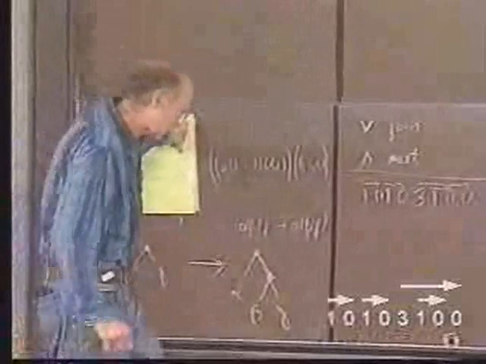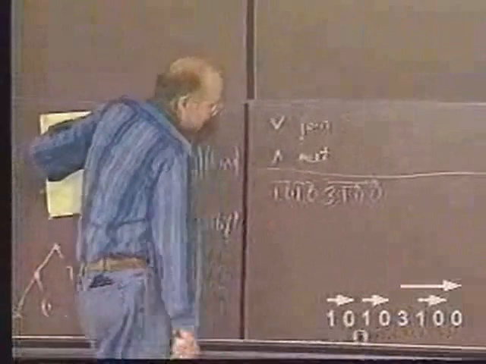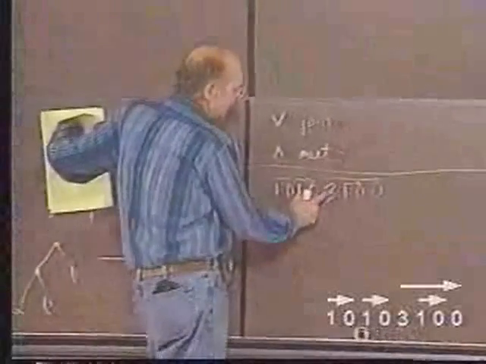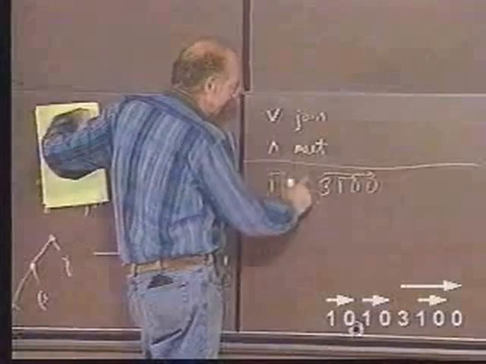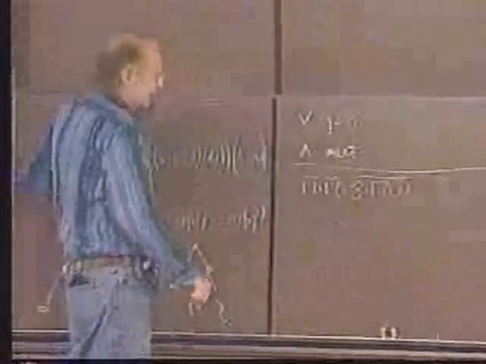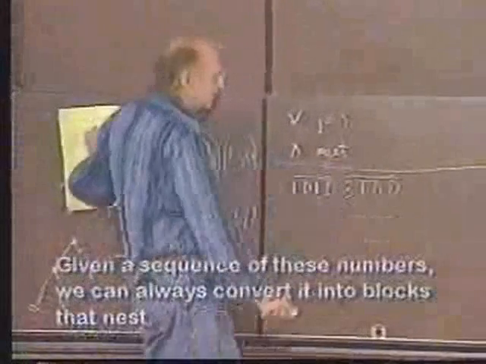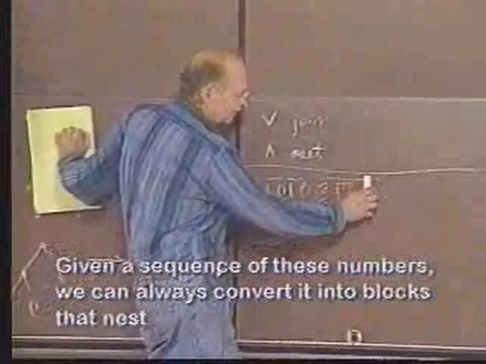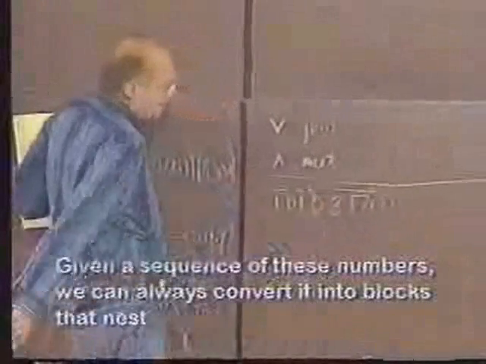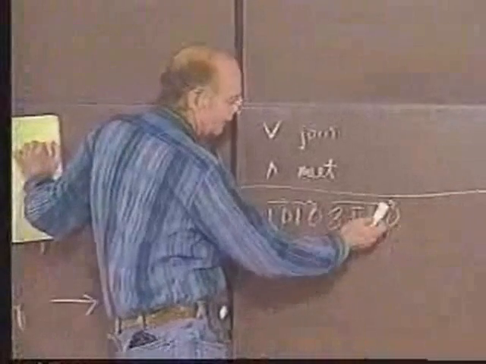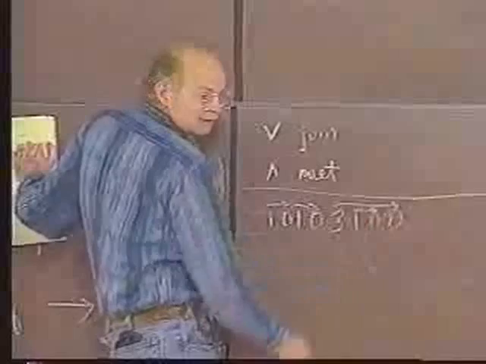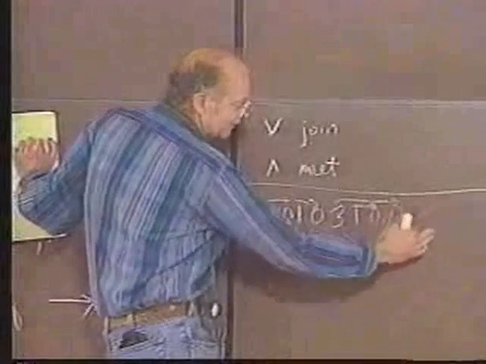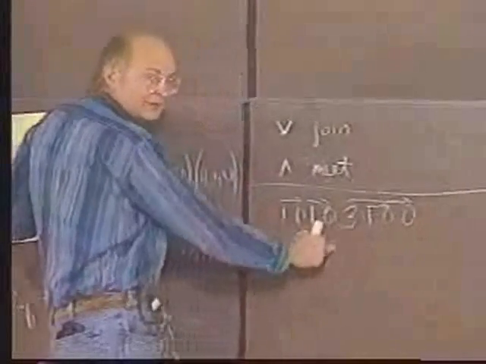Now, I claim that the root of the tree is going to have to be this one, and that these are two subtrees that hang off to the left. In other words, given a sequence of these numbers, we can always convert it into blocks like this, where from every number, we cover that many guys to the right, and these are going to nest. There's never going to be an arrow coming out from under here into another one. You see, I couldn't have a two sitting here, because that would mean that somebody would have a subtree of two things, but this would all have to be part of the subtree of the three.